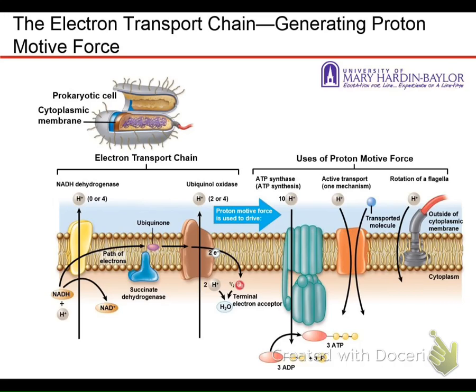So we've got two proton pumps that are involved. The first one is called NADH dehydrogenase. And if FADH2 is feeding in, if NADH is feeding in, that's where it'll go. It'll go into this proton pump, which takes the electrons, and in the process pumps the protons out into the periplasm.